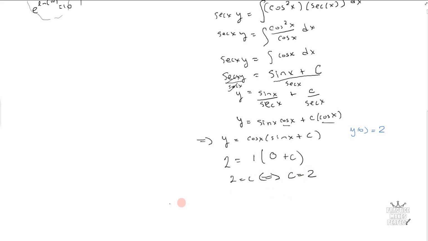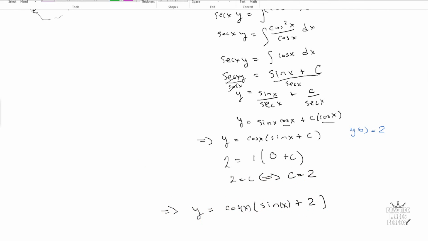There you go. Our final answer is y equals cos of x times sine x plus 2. To make it a little bit more clear for you, these are the arguments. So there you have it. This is your final answer to the initial value problem.